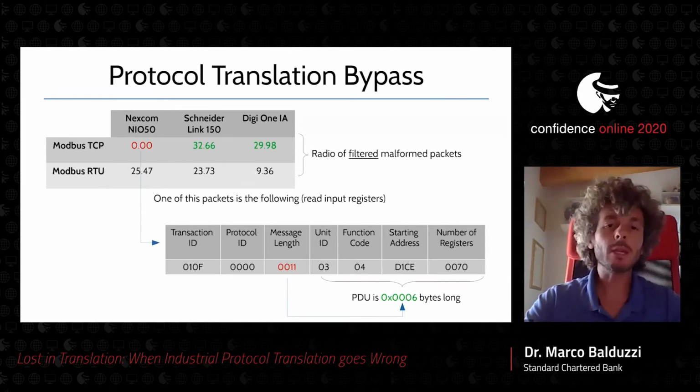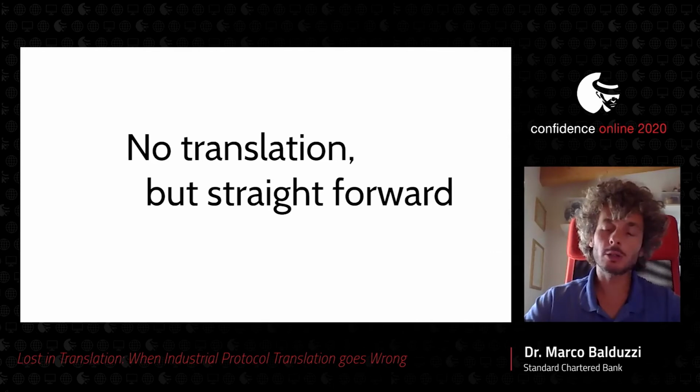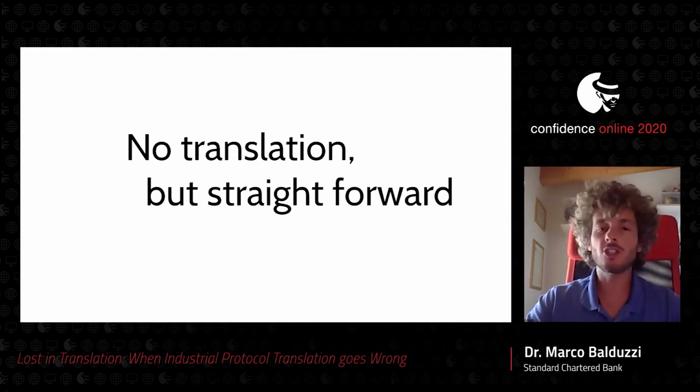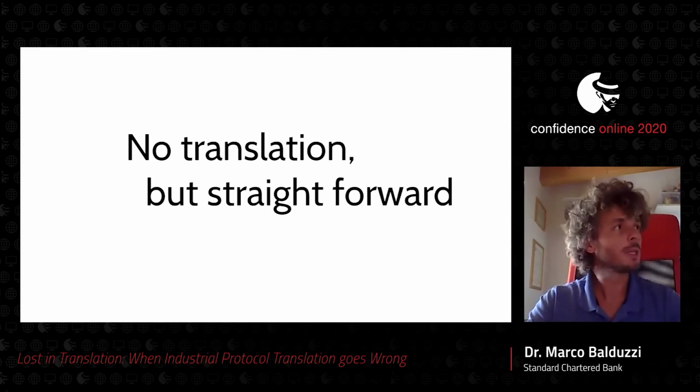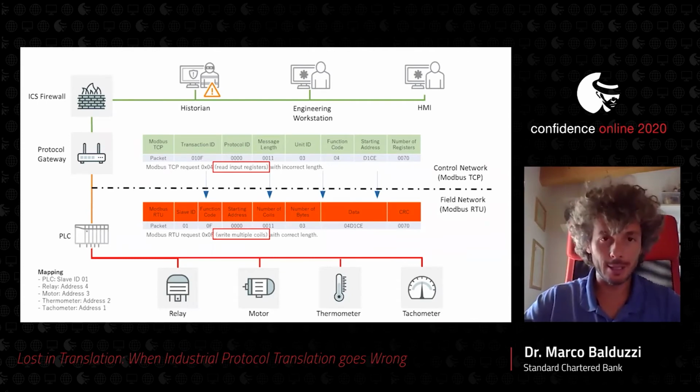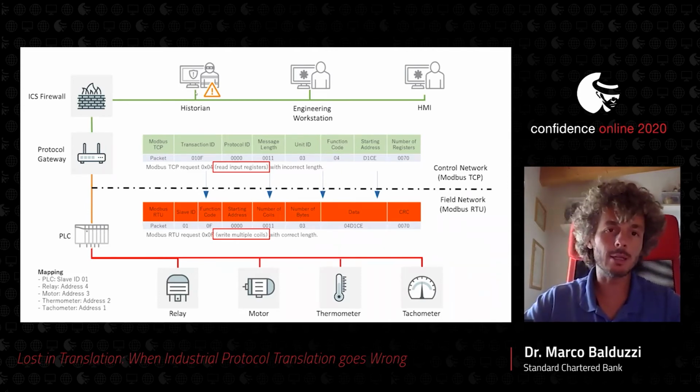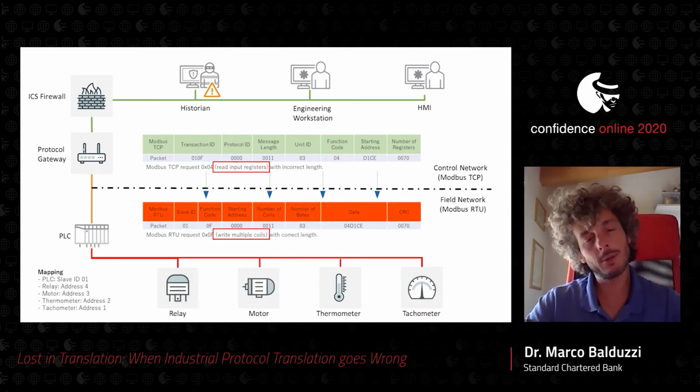What happened here is that the device did not do any translation. It did not get rid of the header or compute the checksum. It did not convert from TCP to RTU, it basically just did straight forwarding. It took the packet as it is and put it on the outbound interface. So if you have, for example, an attacker that compromises a historian, like a database where production data is stored, you can send such a packet down to the protocol gateway, and the gateway forwards the packet as it is to the PLC.